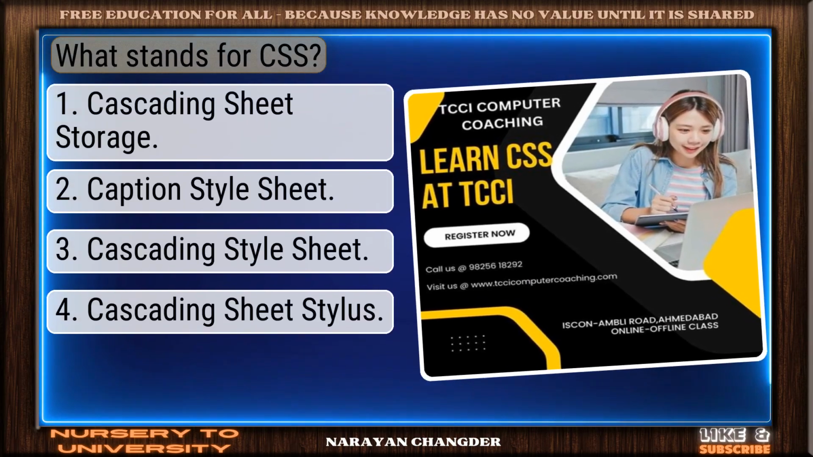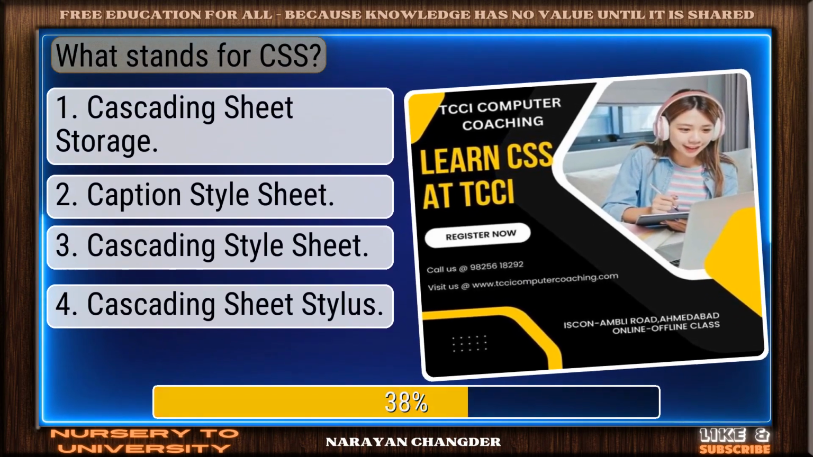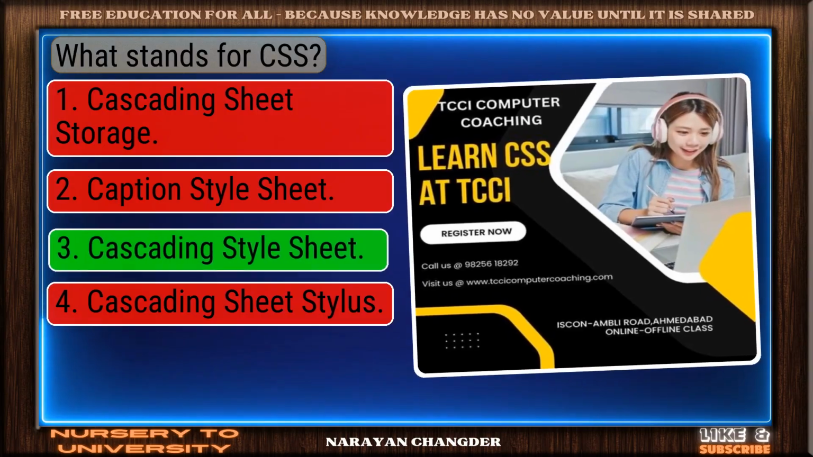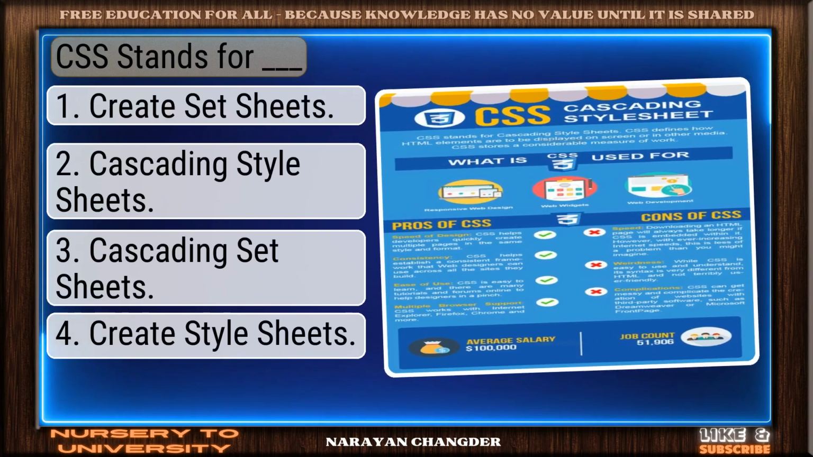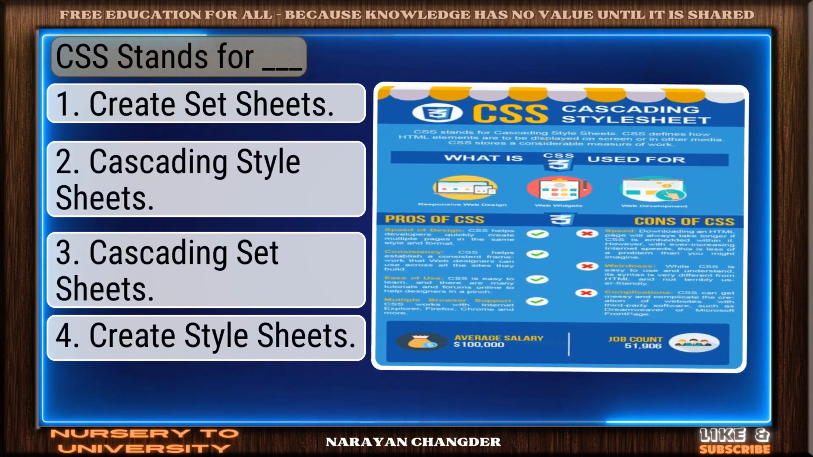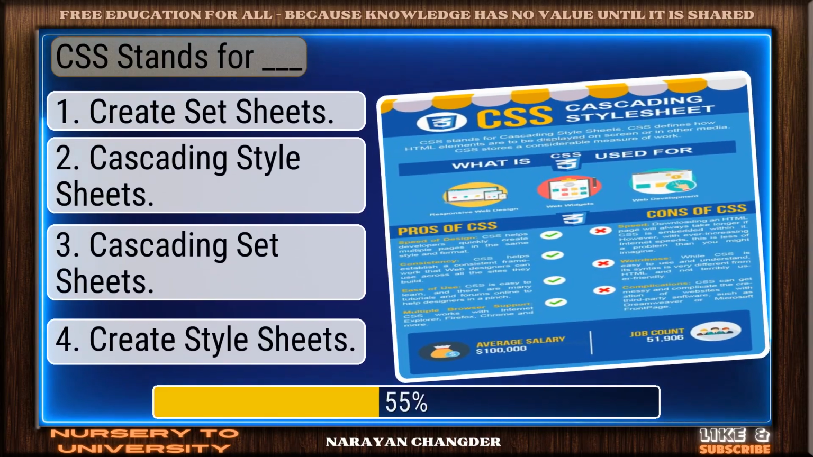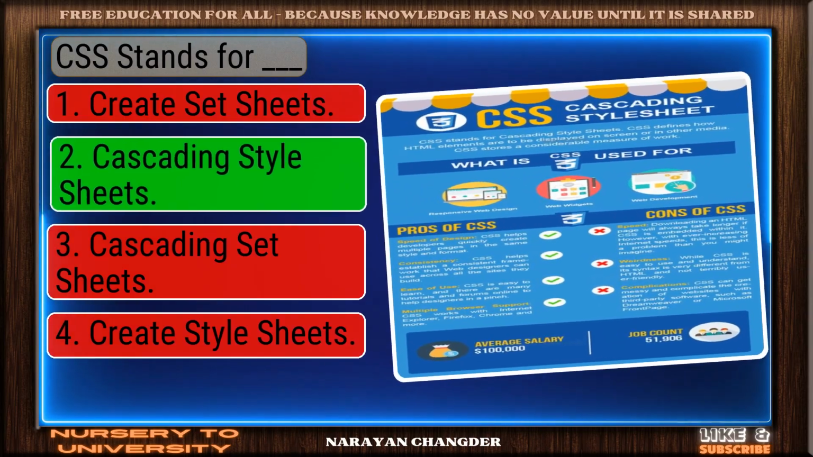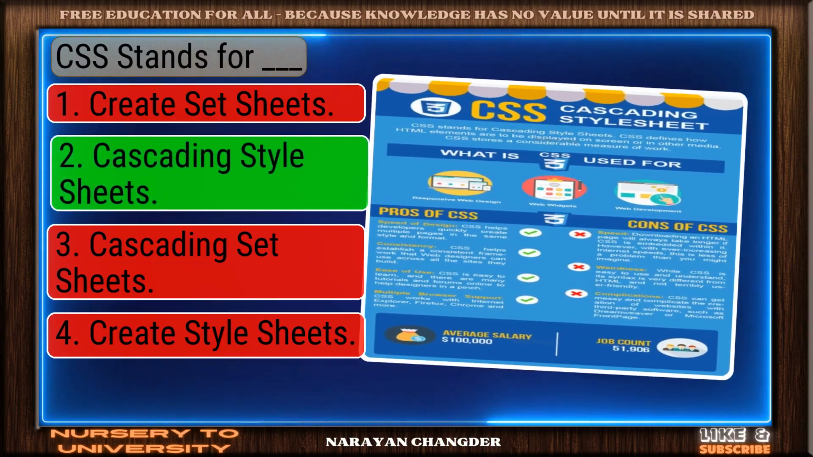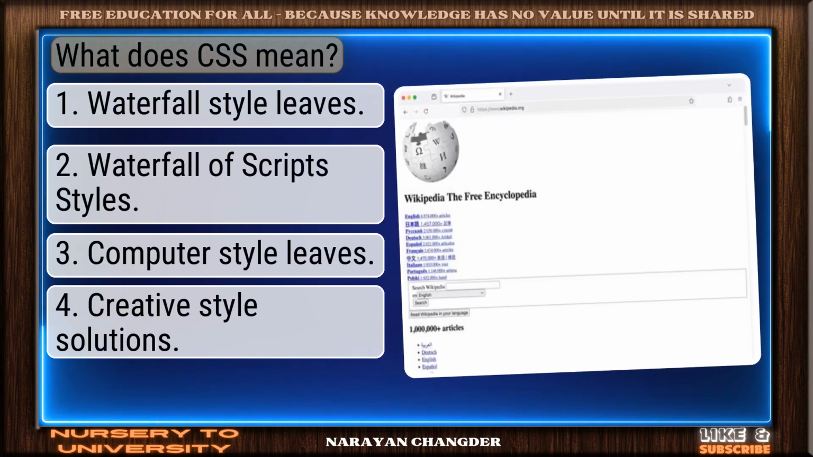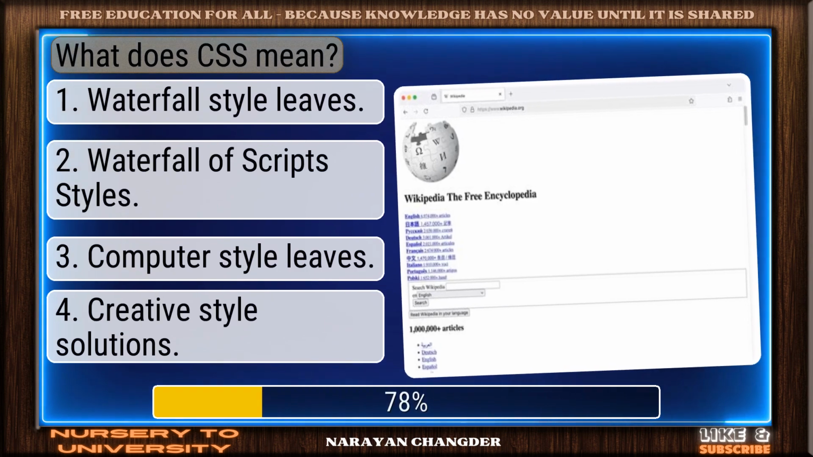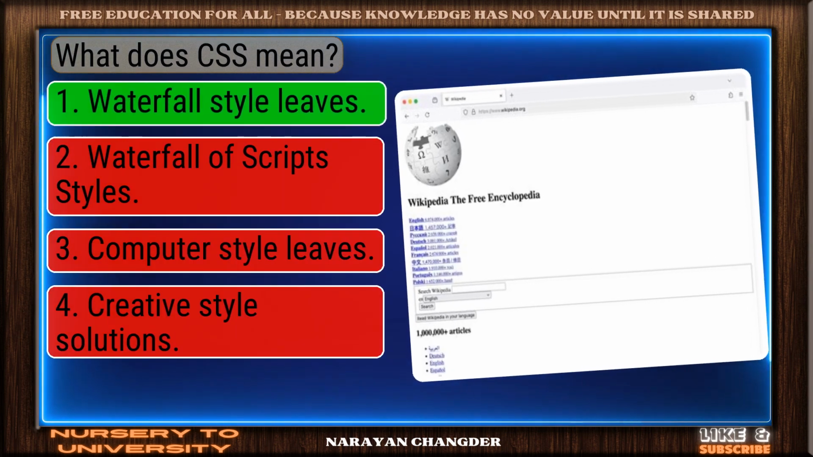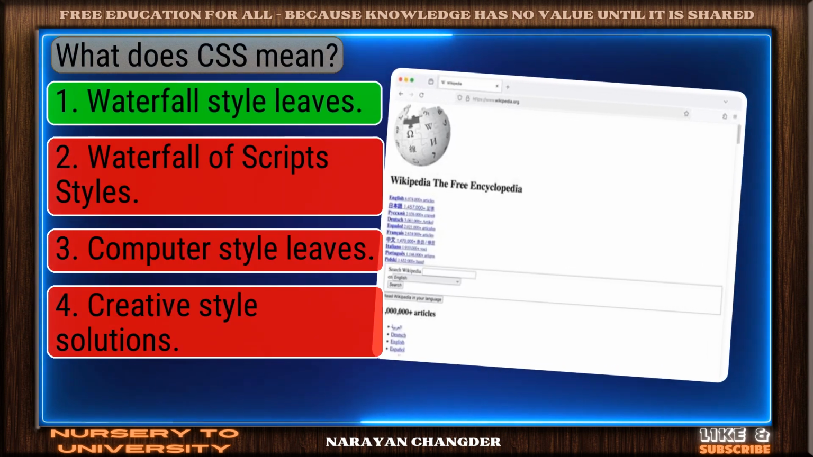Question number 70. What does CSS stand for? Right again. Cascading style sheet is a valid answer. Question number 71. CSS stands for dash. Excellent choice. Cascading style sheets is the right answer. Question number 72. What does CSS mean? Bravo. Waterfall style leaves is the answer.